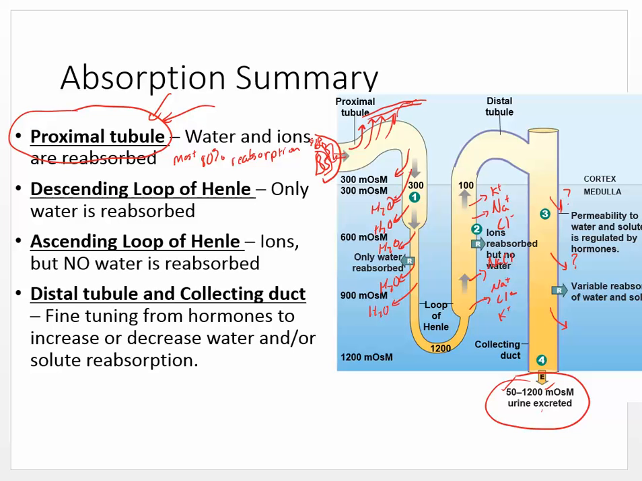So the descending loop of Henle, water moves out. The ascending loop of Henle, salts move out. And then the distal tubule and the collecting duct, you don't really know. So salt, mainly sodium, may or may not move out. We just don't know if it's going to move out or not. And that's really determined by how much salt is in your body.